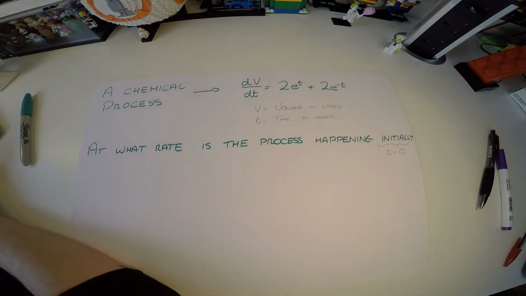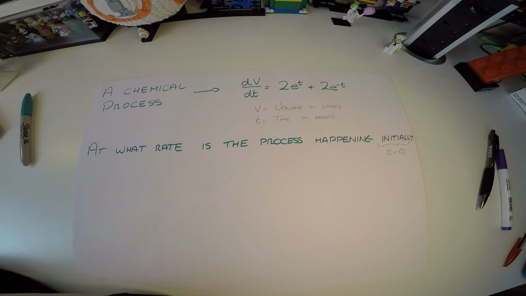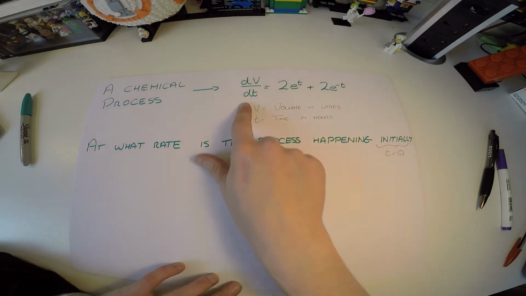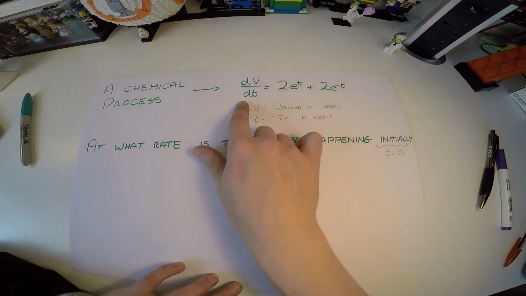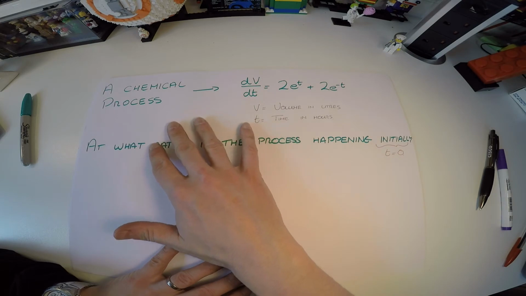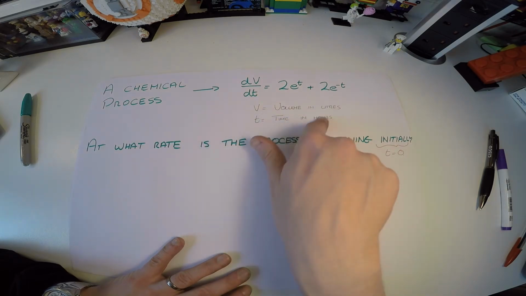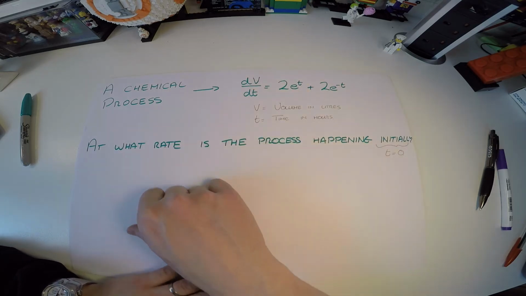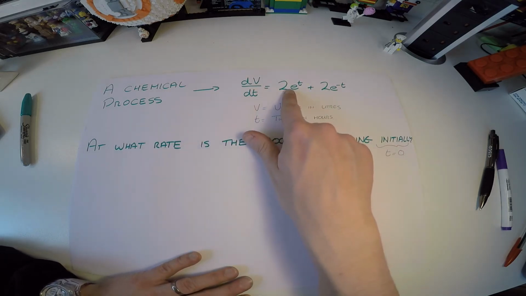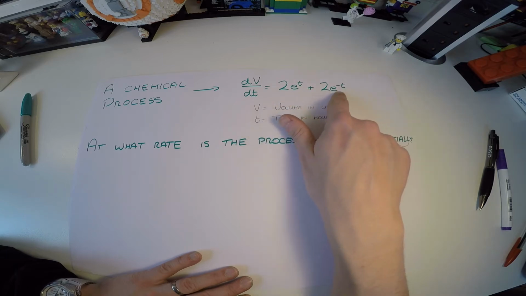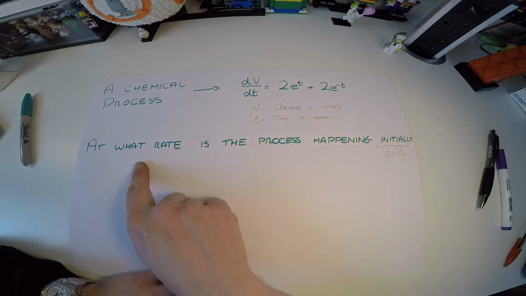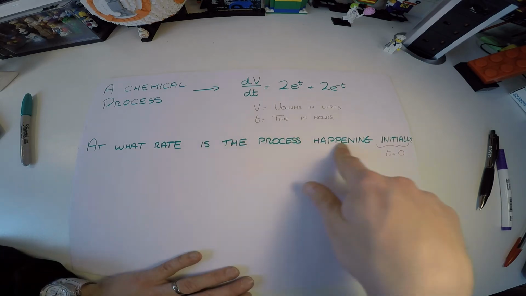Now on to part B, and in part B it says a chemical process is controlled by the release of some catalyst into a chamber, and the volume of the catalyst released is given by this, where V is volume and T is time. So how is the volume changing with respect to time? Well, volume is in litres and T is time in hours, so litres per hour, how quick is this coming out of the pipe, and it's given by this expression here, 2e to the t plus 2e to the minus t. It says, well then, what rate is the process happening initially?